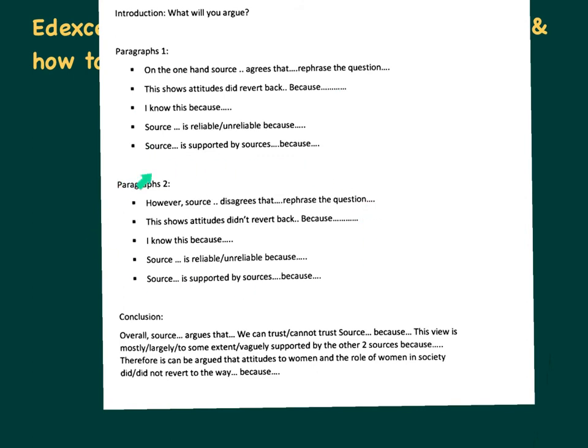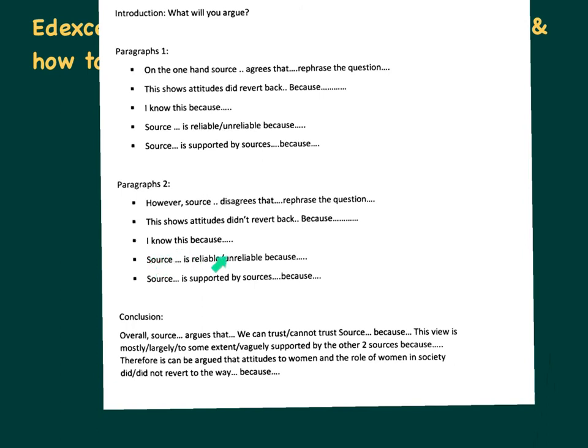So one paragraph looking at how you can agree with the statement in the question. The second paragraph needs to look at how you can disagree with the statement in the question. So for example, however, source C, for example, disagrees with source B that rephrase the statement in the question. It shows that attitudes didn't revert back, or it shows that whatever else it might be. For example, what does it show? What does this suggest to us? I know this is accurate because at this time, add your own knowledge in.